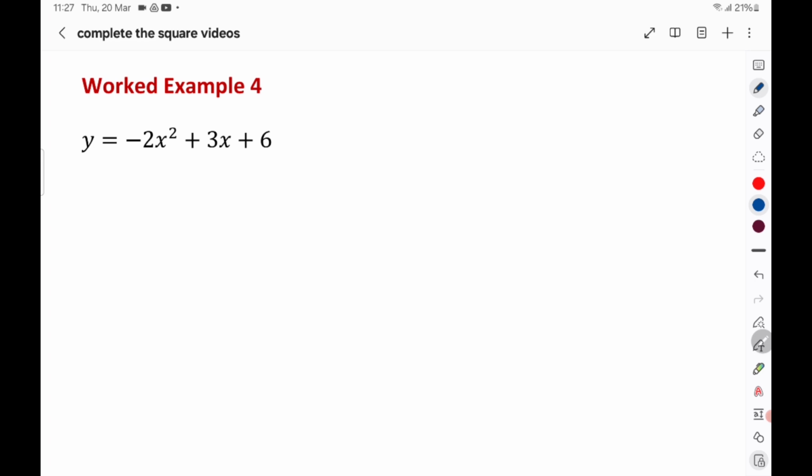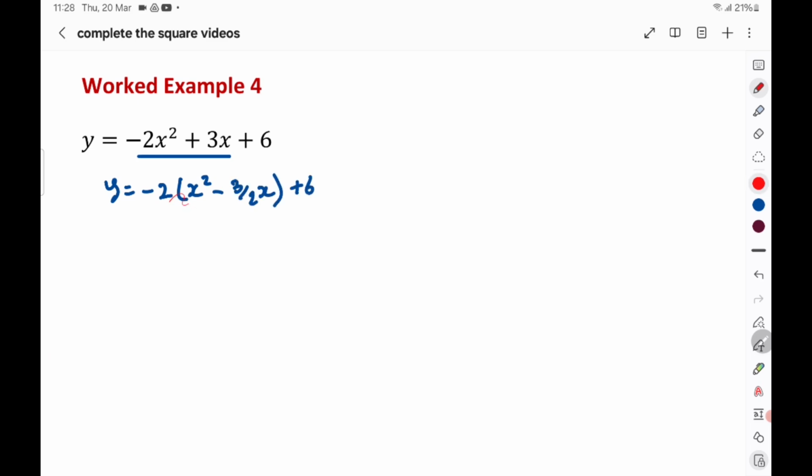Here's another example that's a little bit more difficult. We've got negative 2x squared plus 3x plus 6. Again, we'll try to factorize the negative 2 out. In this case, we have y is negative 2 (x squared minus 3 on 2 x) plus 6.